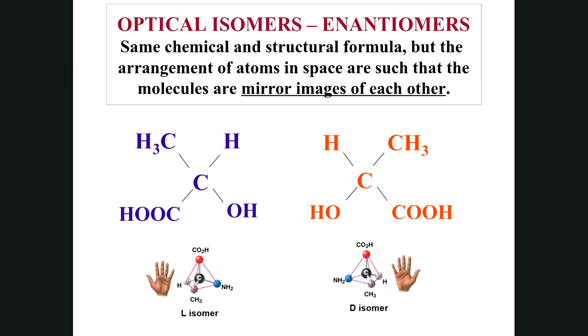And when you look at the models down at the bottom, the little model kit models, one's called the L and one's called the D, levo and dextro, left-hand and right-hand versions of this molecule. And you can't superimpose those, no matter how you lay it. Just like if your hand was put in front of a mirror, it would show like a left and a right, and they cannot be superimposed because they're opposites. They're mirror images of each other. So optical isomers or enantiomers are mirror images of each other, same chemical and structural formula, but the arrangement of atoms is such that the molecules are mirror images of each other.